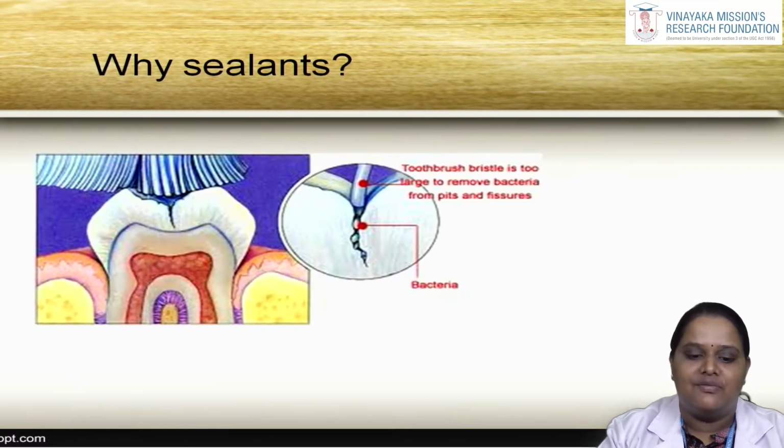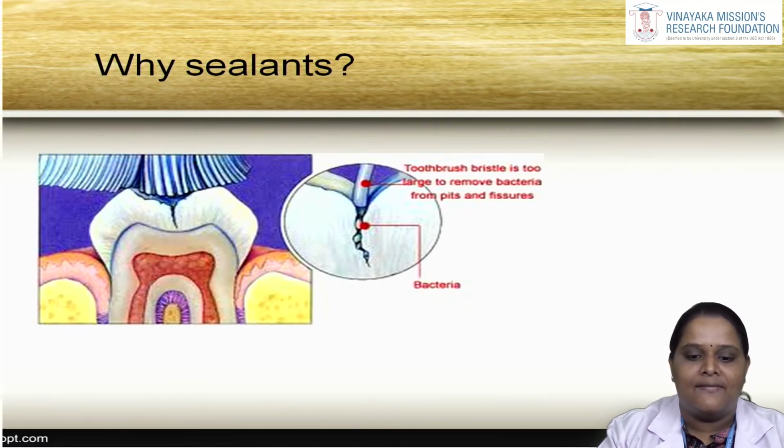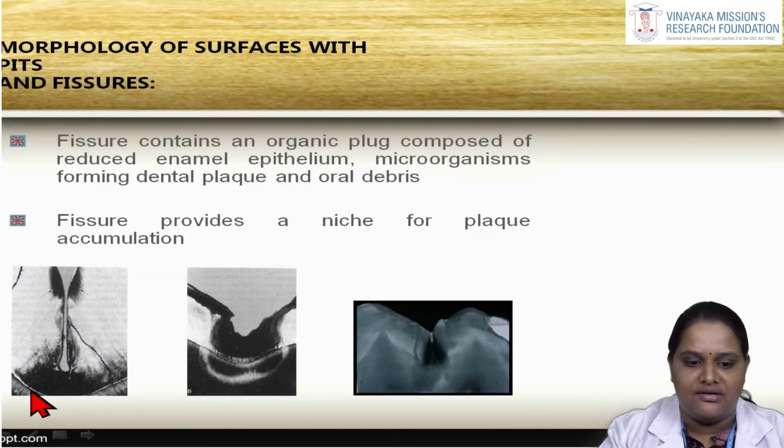Now we will see why there is a need for us to go for sealants. Here in this picture you can see the toothbrush, which has bristles, and the width of the bristle is too large to penetrate into the deep pits and fissures. So it acts as a source of microflora which is not cleansable for a very long time.